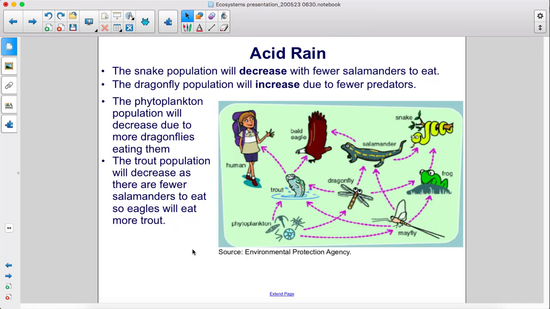The snake population will decrease with fewer salamanders to eat. The dragonfly population will increase due to fewer predators. The phytoplankton population will decrease due to more dragonflies eating them. The trout population will decrease as there are fewer salamanders to eat, so eagles will eat more trout.